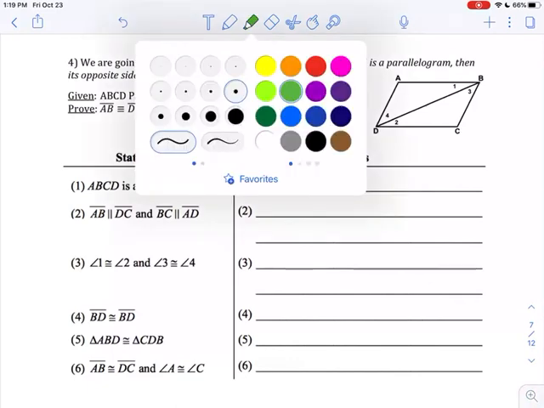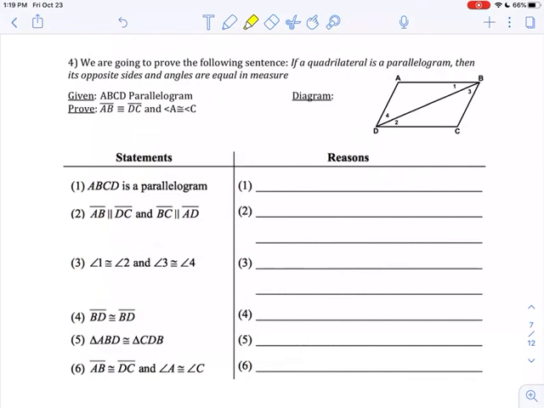So we're going to prove the following sentence. If a quadrilateral is a parallelogram, then its opposite sides and angles are equal in measure. All right, so basically, the if is my given. ABCD is a parallelogram. The then is what I'm trying to prove. I'm trying to prove the opposite sides, AB and CD, are congruent, and I'm trying to prove opposite angles, angle A and angle C, are congruent.